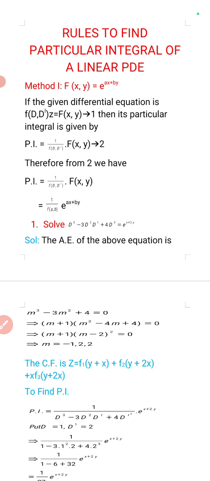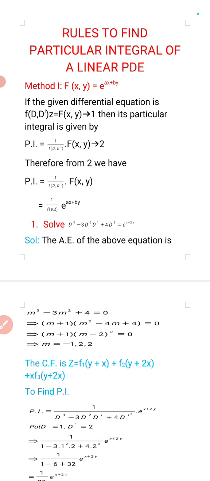Now we are walking straight into method 1. What does method 1 state? Whenever the function F(x, y) is in the form e^(ax+by), that is simply an exponential function, like e^x or e^(2x), how do we solve the problem?